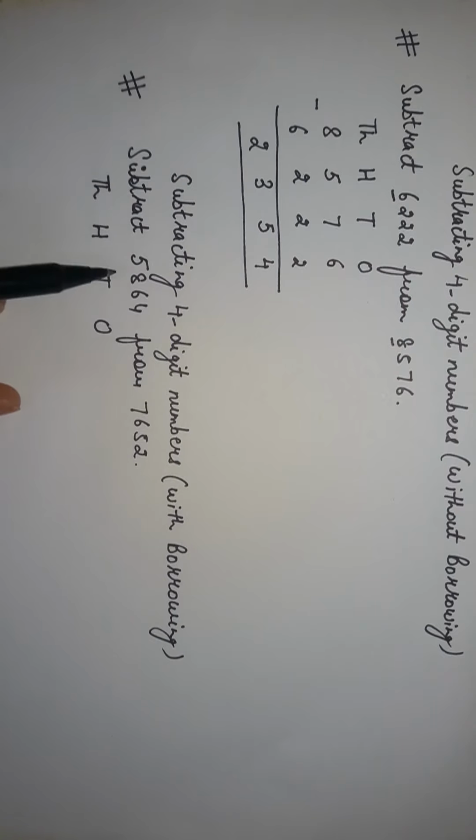Example is subtract 5864 from 7652. So this is a greater number and this is a smaller number. So write the greater number on top, 7652, and the smaller number under it, 5, 8, 6 and 4. Now this is with borrowing.